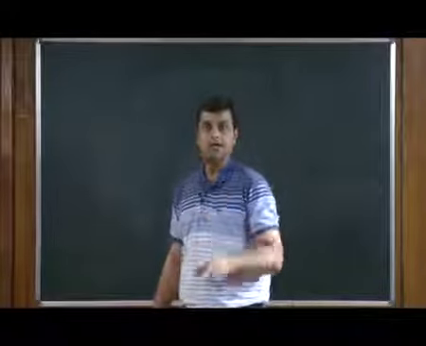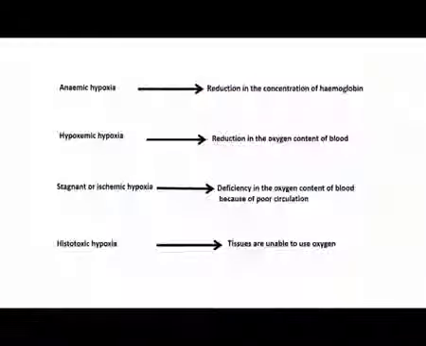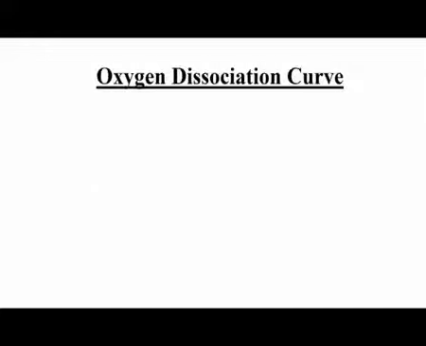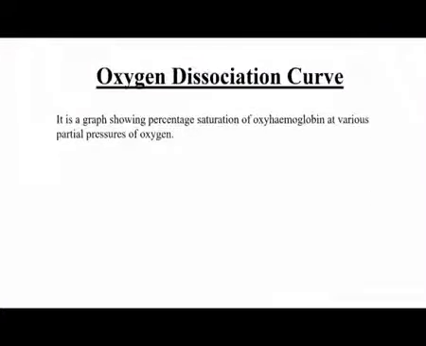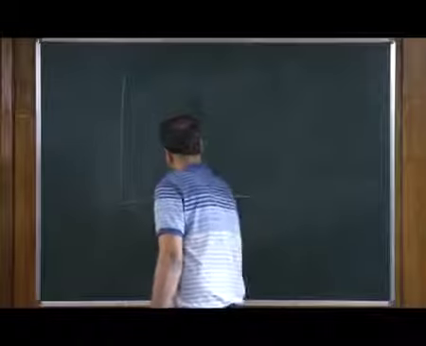Next one, the probable question is, what is oxygen dissociation curve? Of course, we have discussed this oxygen dissociation curve, and this curve is basically nothing but the oxyhemoglobin saturation of the hemoglobin with oxygen at various partial pressures of oxygen. So, it is just a graphical representation of the percent saturation of hemoglobin with oxygen at different concentrations of oxygen. Basically, this is what we discussed.